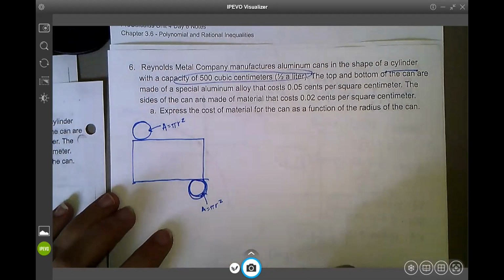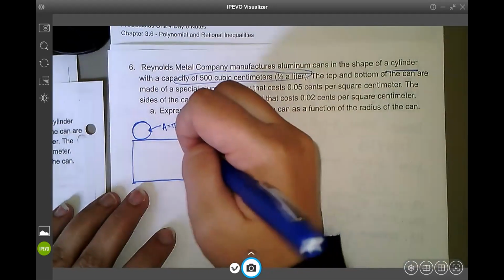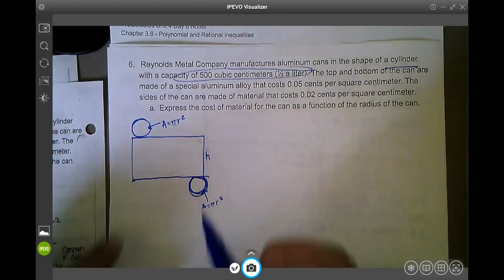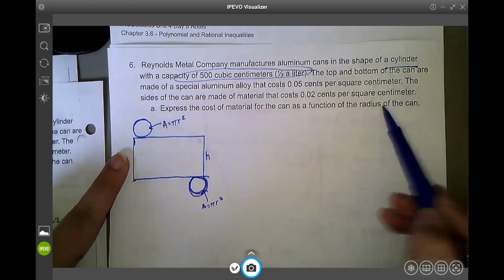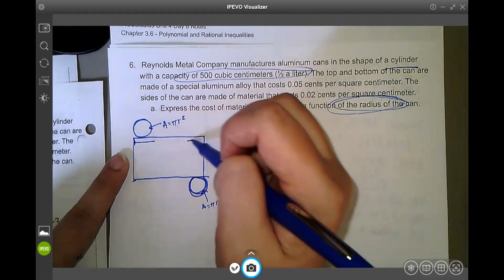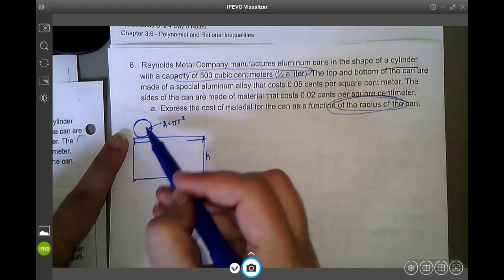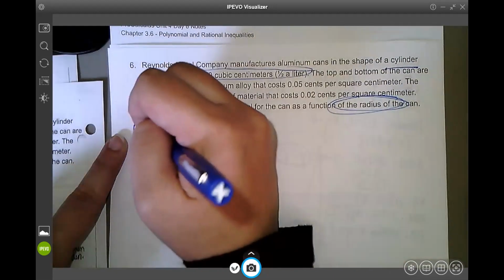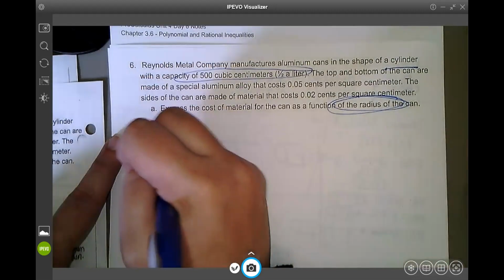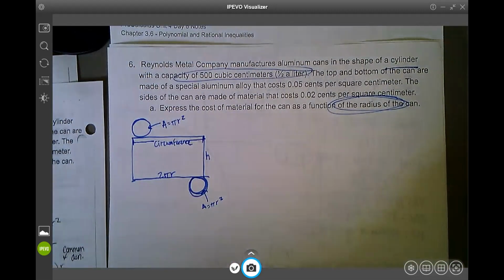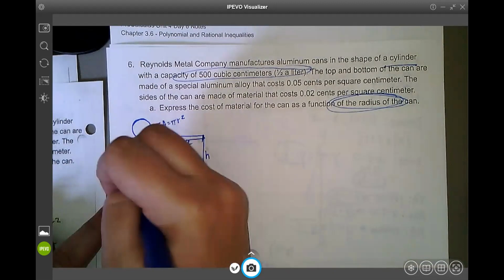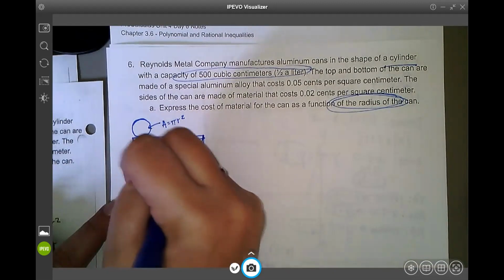So the area of a rectangle is length times width, or length times height. I'm going to look at that as the height because I'm talking about the height of the can. But because I'm talking about in terms of the radius, to find my length here, that's the circumference of this circle, right? The formula for circumference of the circle is 2 pi r. So now my area of the rectangle is going to be my height times 2 pi r, or 2 pi r h.